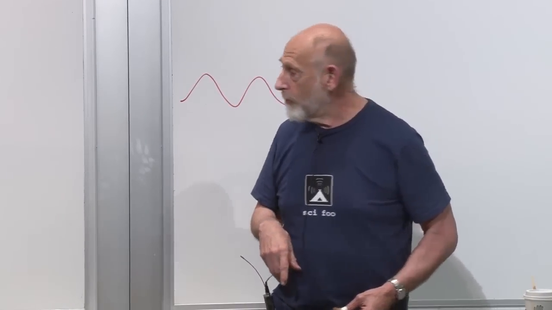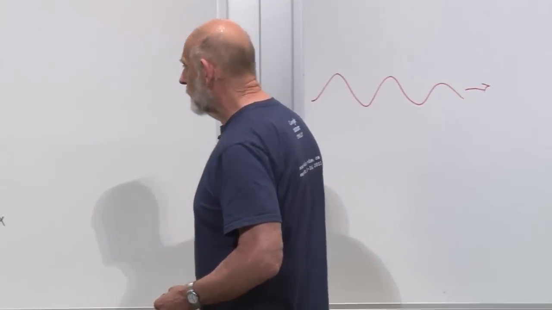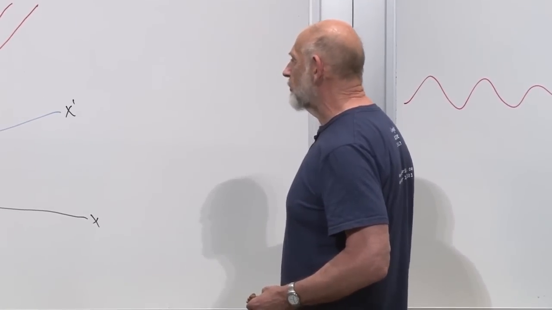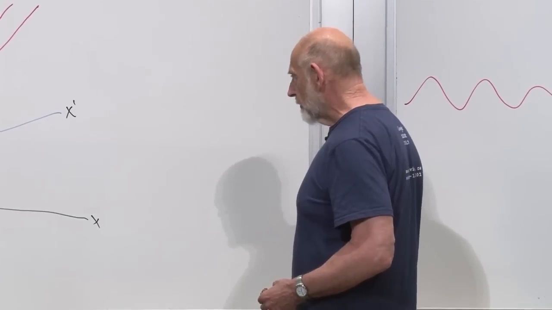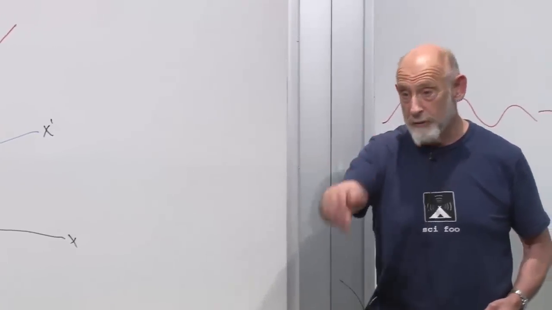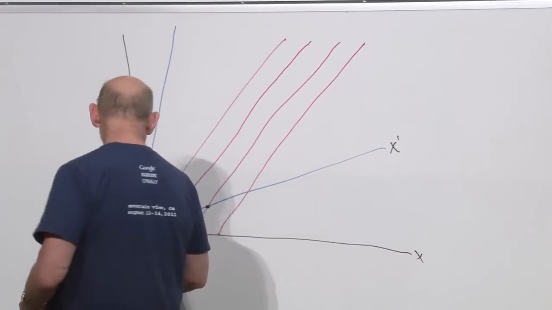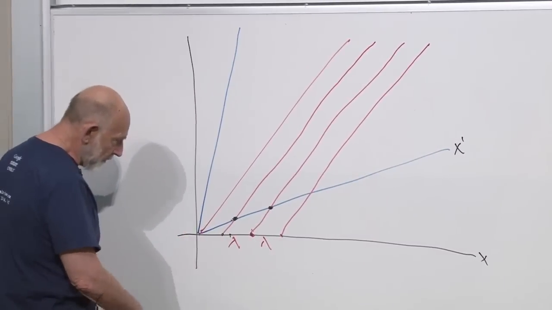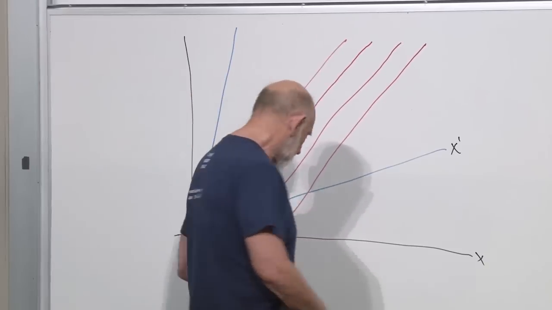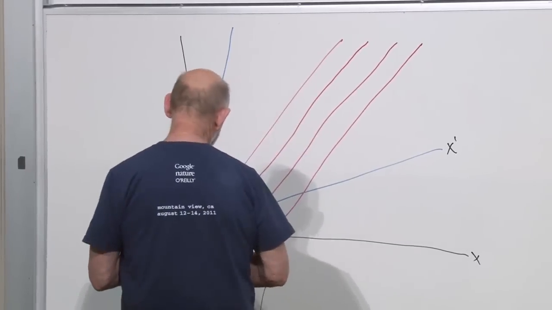The scales are not the same on x and x prime, is that correct? What do you mean the scales are not the same? You can't just look at the blackboard. No, you can't just look at the blackboard. You have to do the Lorentz transformations. Right. Okay, how do you do it?